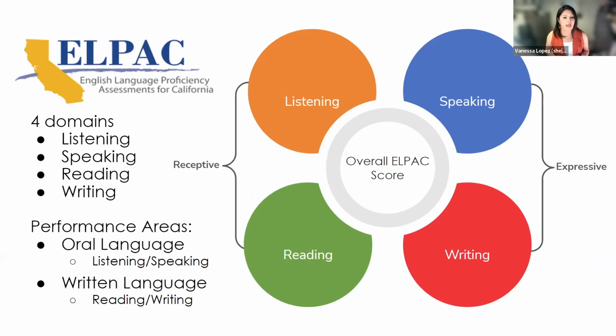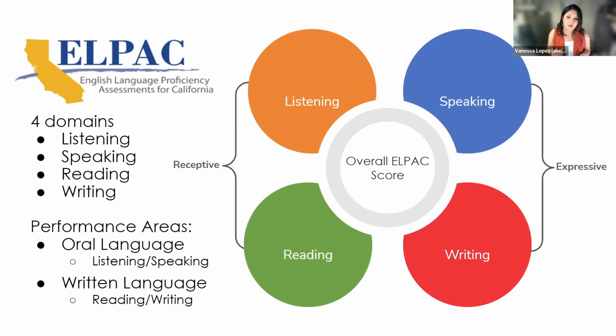So when we're looking at the LPAC, it is standards-based, right? ELD standards-based, and we are assessing 4 domains: listening, speaking, reading, and writing. When you look at the score reports, whether in the initial, but also in the summative, though right now our focus is the initial, we're looking at 2 performance areas: oral language and written language. It's important for us to recognize that oral language speaks specifically to listening and speaking. So as you look at this slide, you see that oral language is illustrated horizontally, listening and speaking. When we're looking at written language, we're looking at reading and writing, the lower half of the structure.